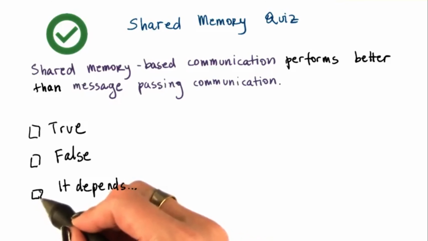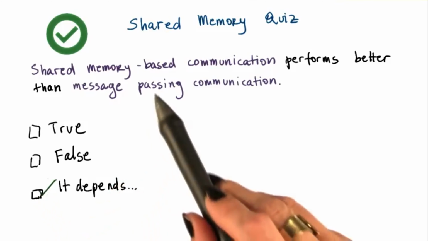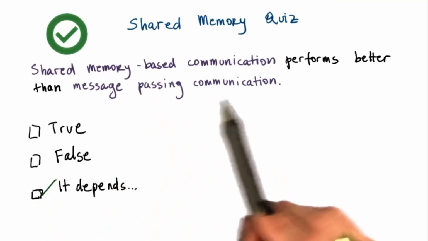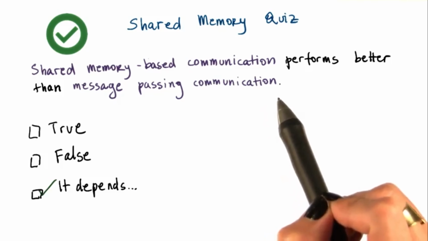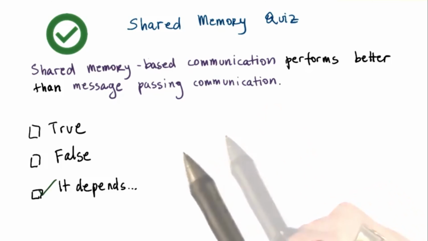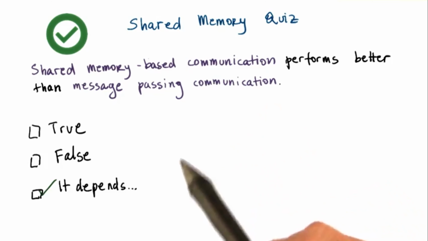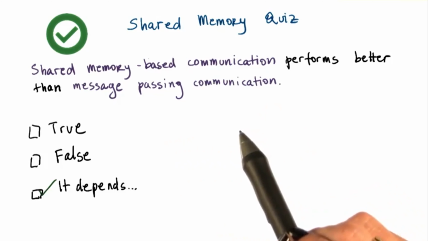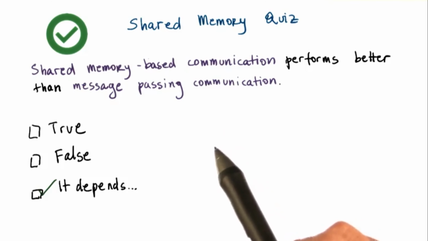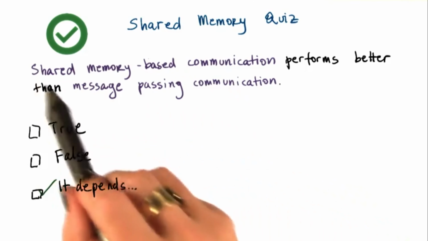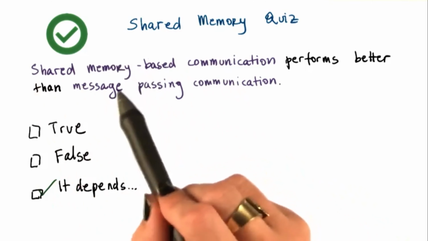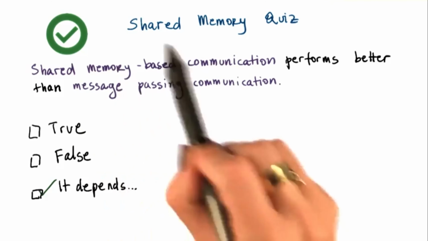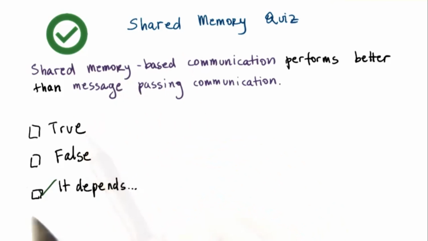The correct answer to this is it depends. With shared memory-based communication, the individual data exchanges may be cheap because they don't require that the data is copied in and out of the kernel. However, the actual operation of mapping memory between two processes, that operation itself is expensive. So it only makes sense to do shared memory-based communication if that cost, the setup cost, can be amortized across a sufficiently large number of messages. That's why the real answer is it depends.